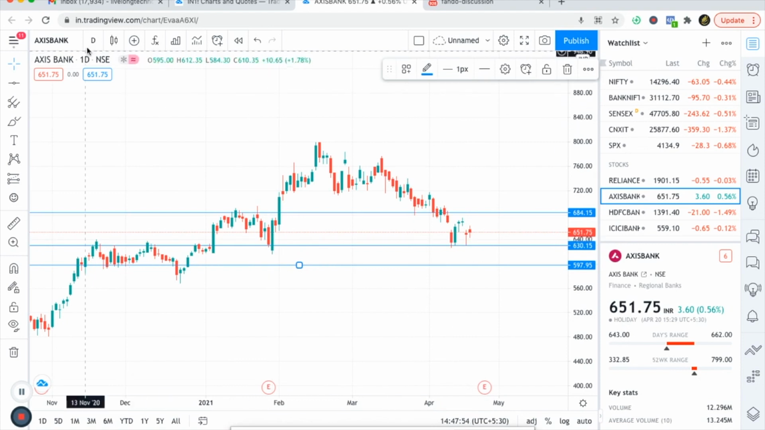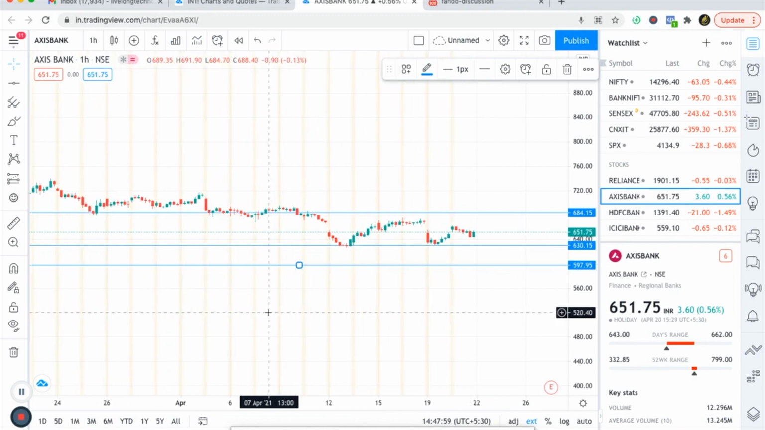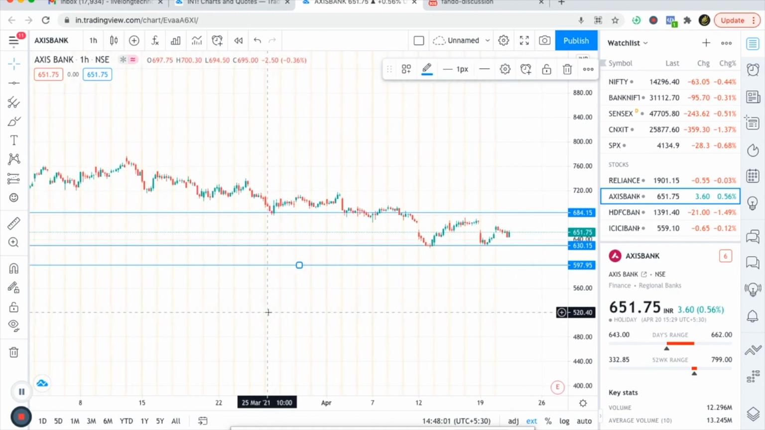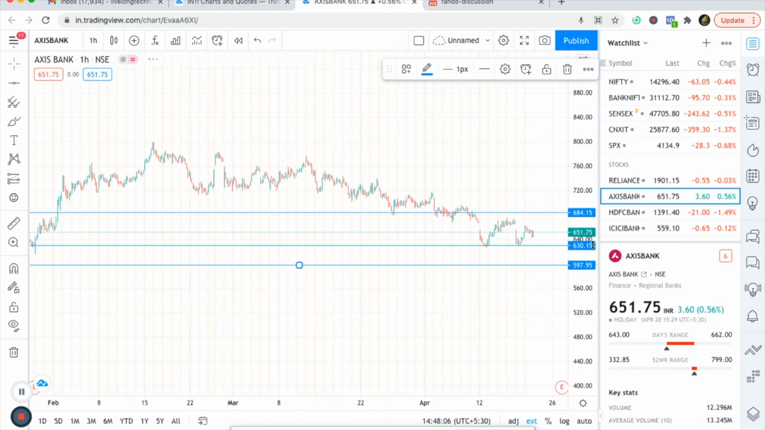Next I'll get into the 1 hour time frame, and let me see for myself the levels within that could hold good. In the 1 hour time frame, I'll just have to zoom out a bit.